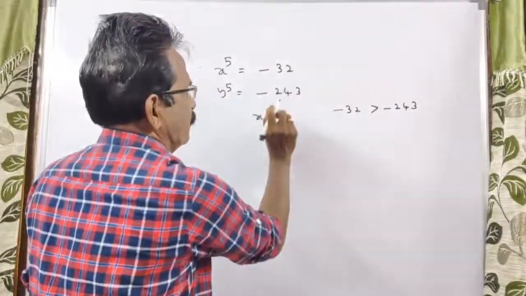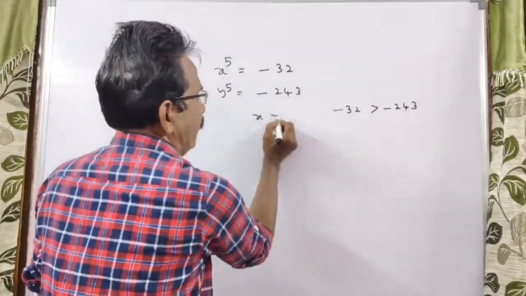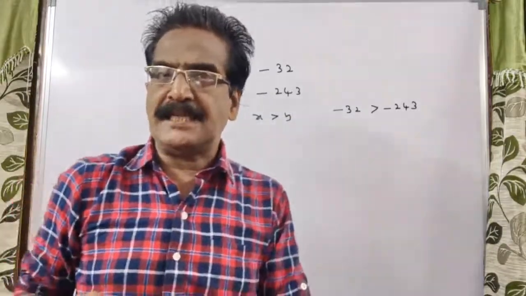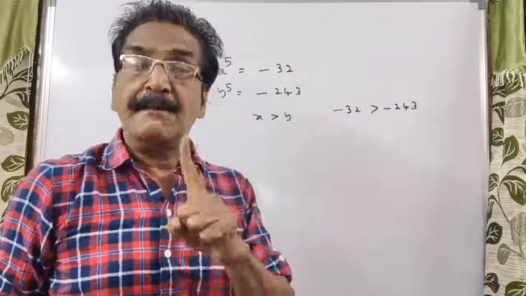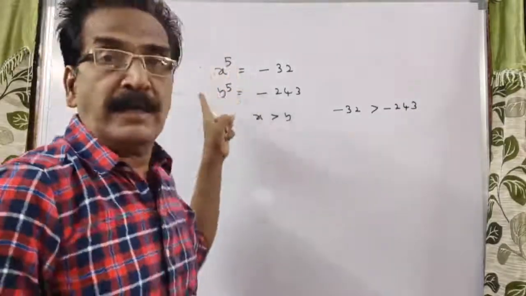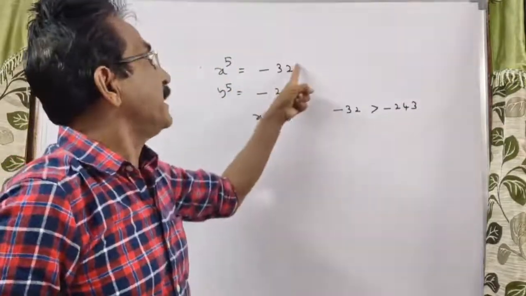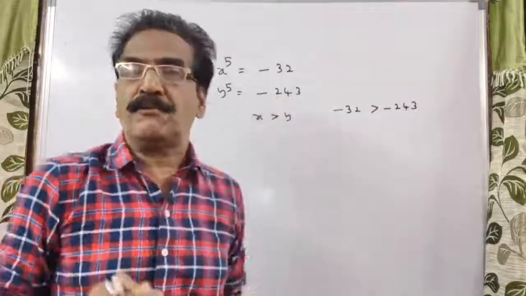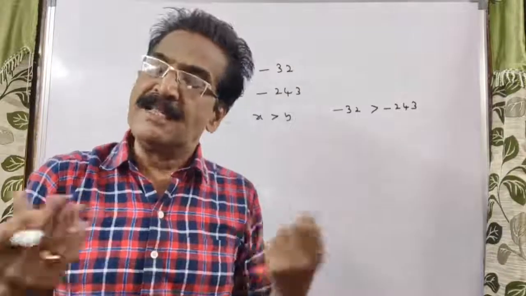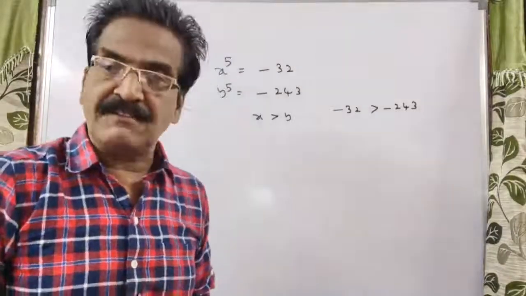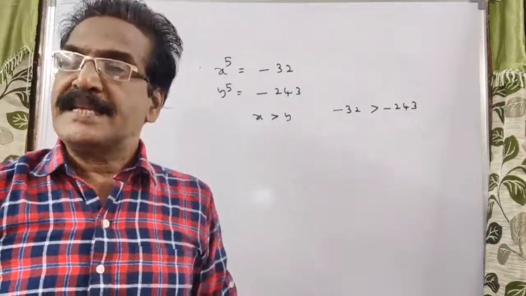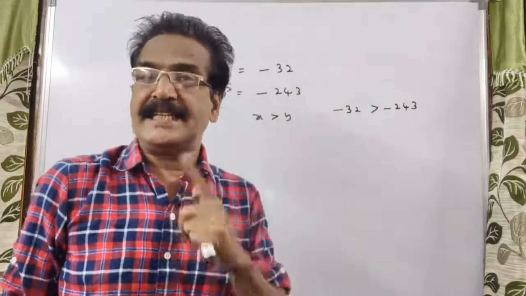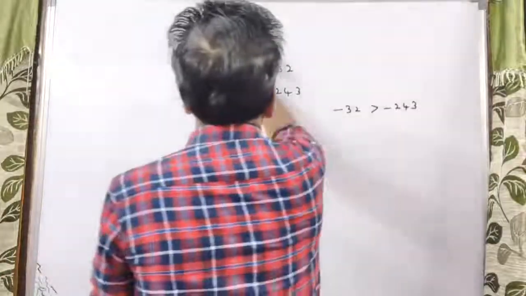So without finding the values of x and y, you can straight away establish that x greater than y, because x power 5 greater than y power 5. Minus 32 greater than minus 243. So x power 5 greater than y power 5 implies x greater than y. So even without finding the values of x and y, you can establish the relation between x and y, saying that x greater than y.